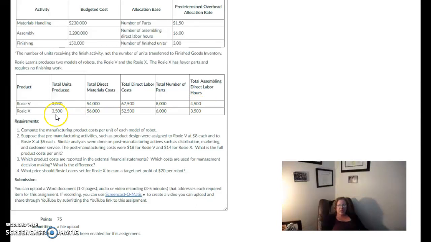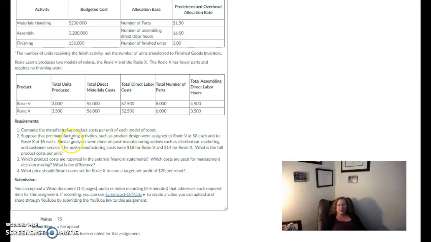For the Rosie 10, you have 3,500 units produced. Remember, there's no finishing work. The total direct material cost is $56,000. The total direct labor, $52,500. The total number of parts is 6,000, and the total assembly direct labor hours, 3,500. So you are to compute the manufacturing product cost per unit of each model of robot.